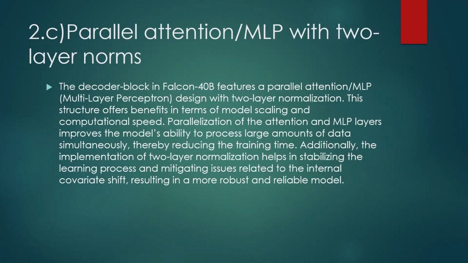Now, the parallel attention and the MLP with two layer norms. The decoder block in Falcon 40B features this approach. This structure offers benefits in terms of model scaling and computational speed. Parallelization of the attention and MLP layers improves the model's ability to process large amounts of data simultaneously, thereby reducing the training time. Additionally, the implementation of two-layer normalization helps in stabilizing the learning process and mitigating issues related to the internal covariate shift, resulting in a more robust and reliable model.